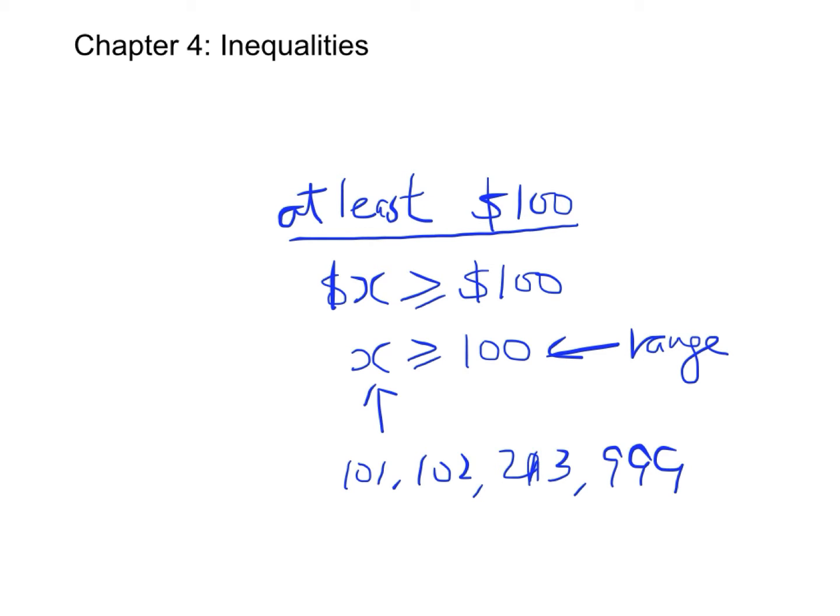And actually, we can represent this range by a number line. If this is X, this is 0, and this is 100. X greater than or equal to 100 can be represented by this range. Since this is an equal sign, we have an equal sign here, so this will be a dot.